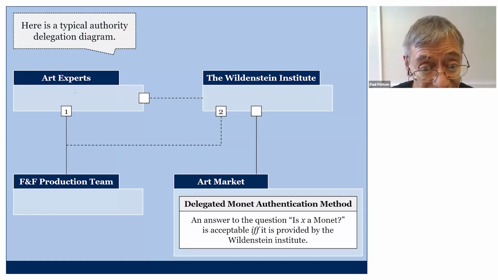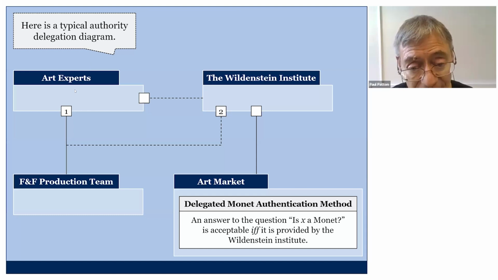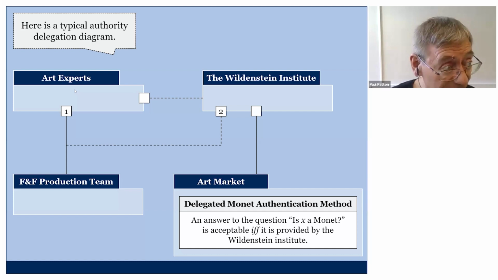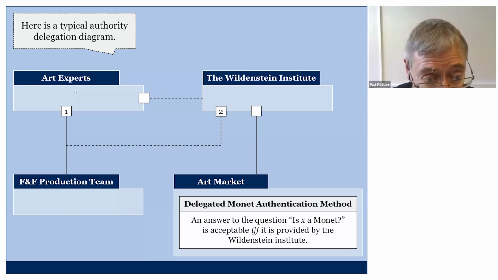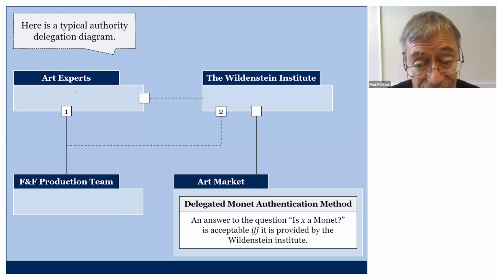Okay, here's an example. This is from the world of art and art evaluation. Let's consider first the art market, the people whose job it is to buy and sell paintings by great artists. One of the epistemic questions they have is: how do we know the provenance of a work of art? For example, is X a Monet? For that particular question, we know the art market community delegates to a particular communal agent, which is the Wildenstein Institute.